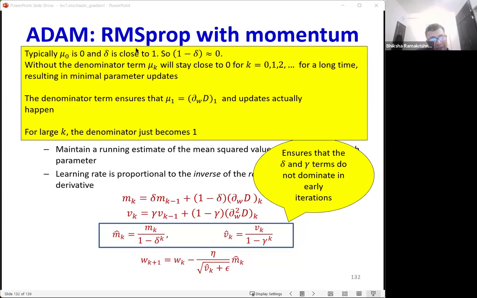Okay. I have some typical values. Typically mu0 is set to 0, delta is set close to 1. 1 minus delta will become 0. So without this denominator, mu k will stay close to 0 for a long time. The denominator ensures that updates actually happen. For large k, the denominator just becomes 1.